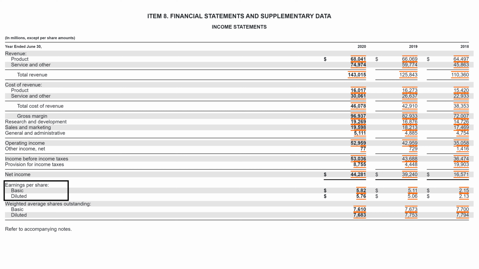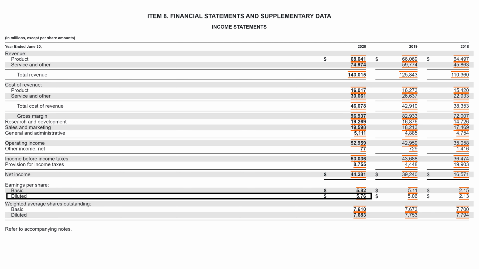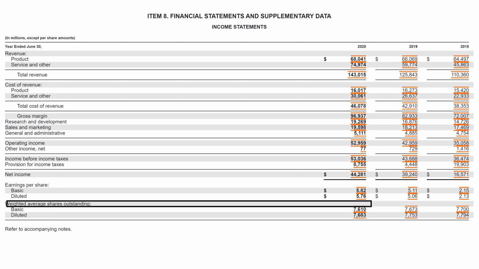Earnings per share has two lines, basic and diluted. Basic is just the overall number of shares outstanding, while diluted takes into consideration the effects of things like stock options or restricted stock units in the company. So you can see that Microsoft brought in $5.82 of basic earnings per share and $5.76 of diluted earnings per share. To calculate these numbers, we use weighted average shares outstanding.